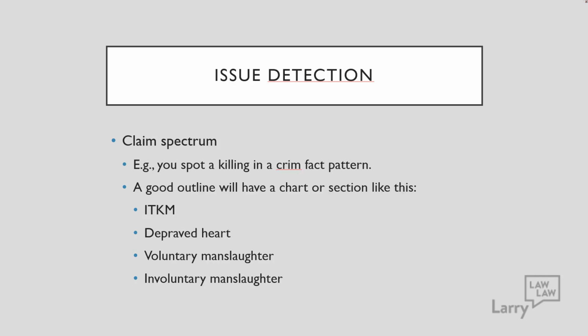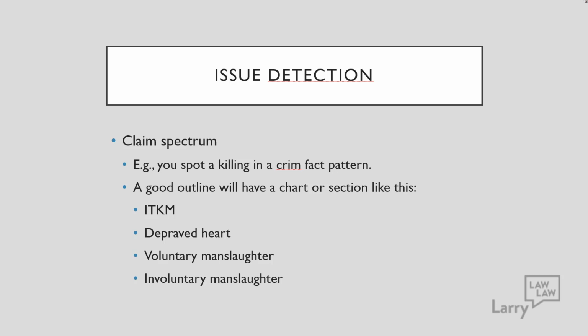Claim spectrum is, so remember what a final exam looks like. It's a totally weird set of facts that you've never seen before with no guidance on what law applies. So a lot of the times what you're looking for in a fact pattern is a given harm that takes place. So let's say you spot a killing in a given criminal fact pattern. I think a good outline will have a chart that has a section on killings and then organizes them in some order that makes sense.